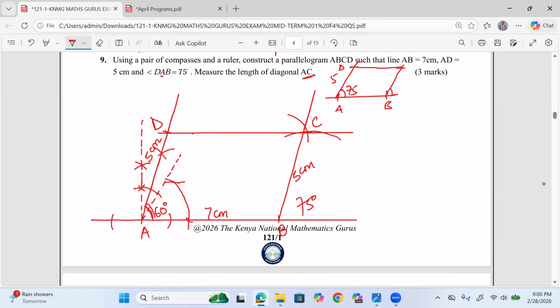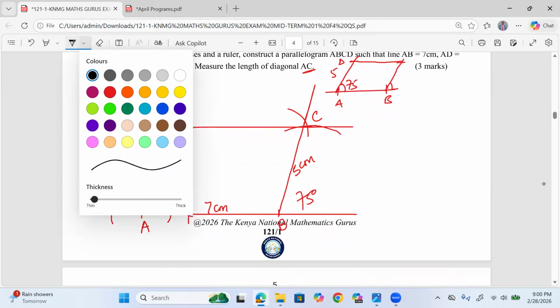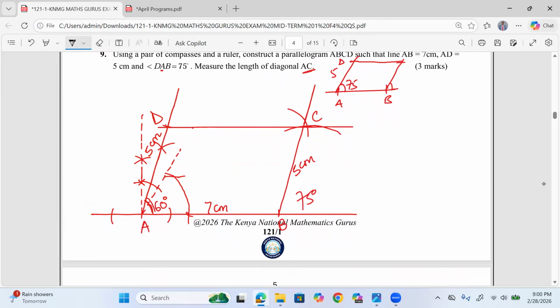a diagonal. You don't actually need to show the diagonal. You don't need to construct it. You don't need to show it. It's here. Let me show those who don't know a diagonal, but it is here. That's a diagonal. So now we measure this one.